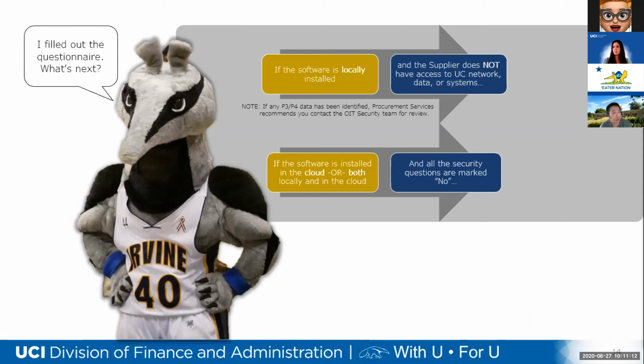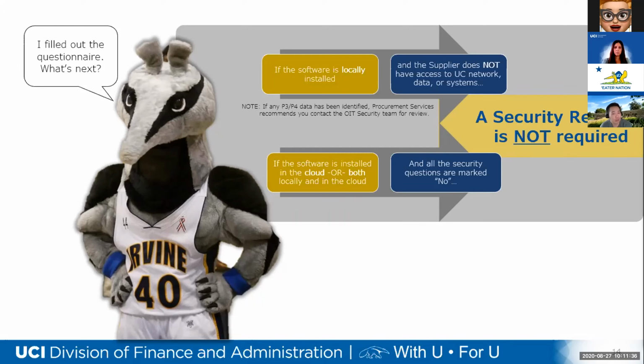The software is installed locally or hosted locally, and the supplier does not have access to the UC network or our data. The other scenario being the software is installed in the cloud or both locally and in the cloud, and all the security questions are marked no. In these 2 situations, a security review is not needed.